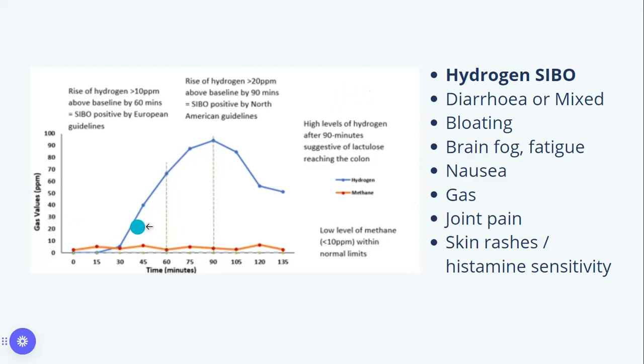So the way that SIBO is measured is, they start collecting straight away, but we're looking for a rise of 10 parts per million within 60 minutes. In Europe, that's our standard. In the US, the standard, if you're reading anything about SIBO online, would be a rise of 20 parts per million within 90 minutes. So we see that this test shows both are the case.